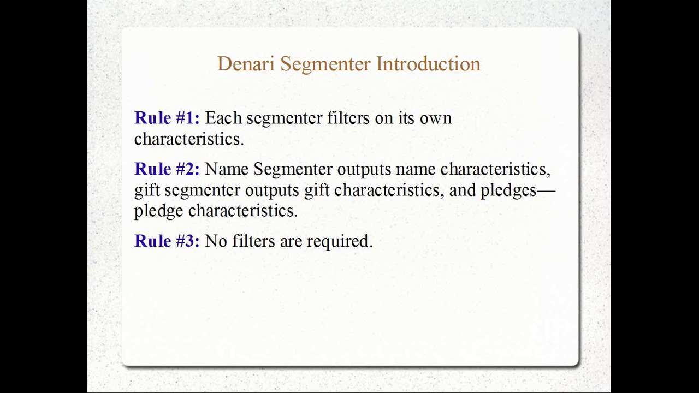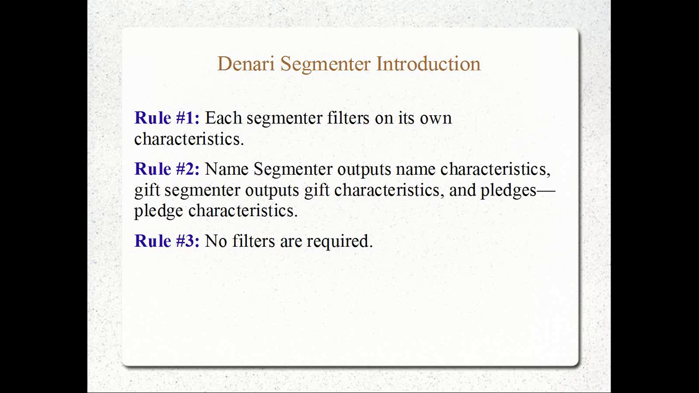Rule 3, no filters are required. This is true of all reports in Denari. If you put in no filters, you get everything. So for example, if we create a name segment, give it a description and a segment code, select our output, and run the segment, we will get all of our names. If we go to Gift Segmenter and do the same, we will get all of our gifts.